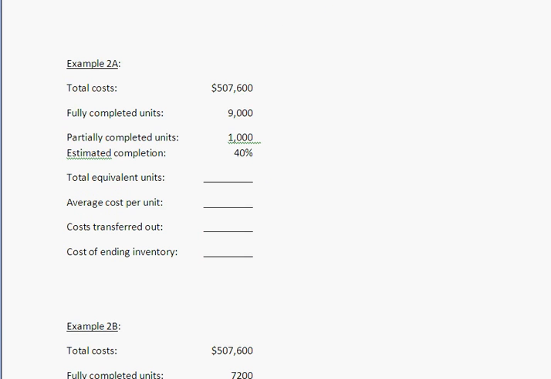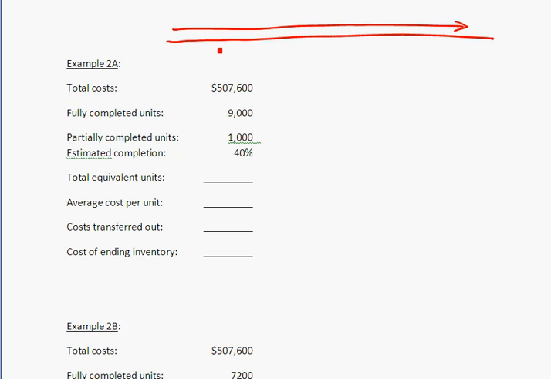On page 2 of your handout, we're going to consider a situation where we have some fully completed units and some partially completed units. If we've got our assembly line and our goods move from the left to the right, any units that are still on our assembly line at the end of the period might be 10% complete down here. Somewhere in here they're around 30% complete. Then they get to 50% complete.